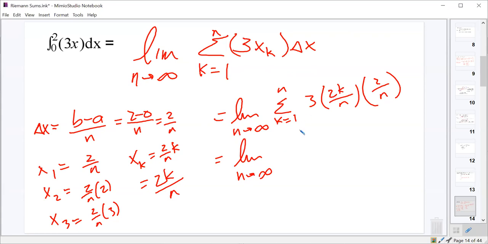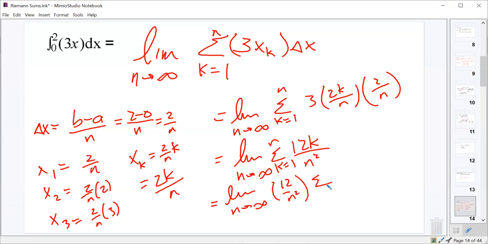All right, so here we've got 12k over n squared. The 12 is just a constant. Oops, I forgot my summation. The 12 is just a constant, and the n squared within this summation, n is just a constant. It's just the number of subintervals. So we can rewrite this as a limit as n approaches infinity of 12 over n squared times the sum from k equals 1 to n of k.